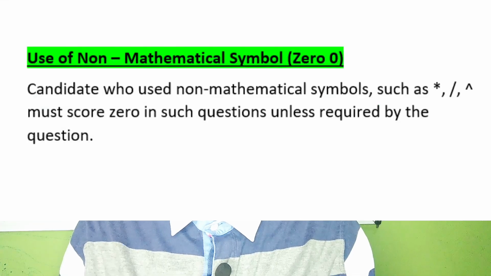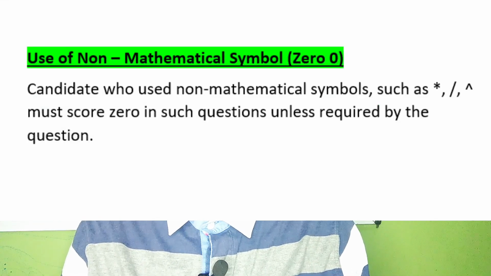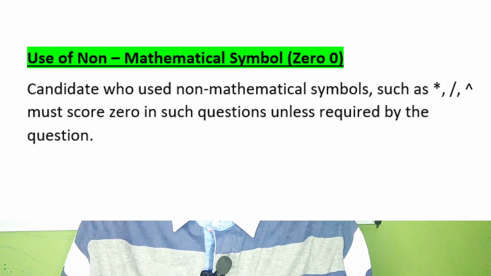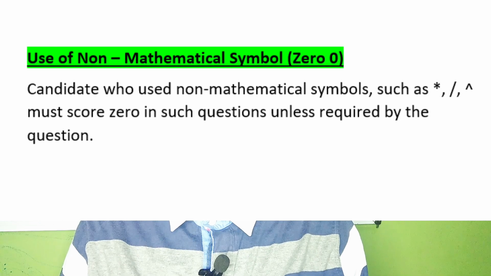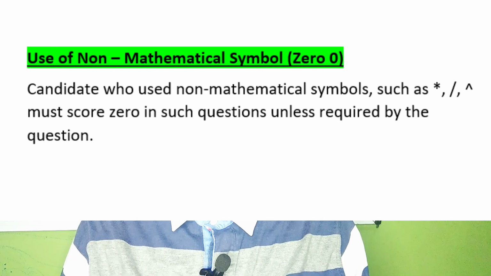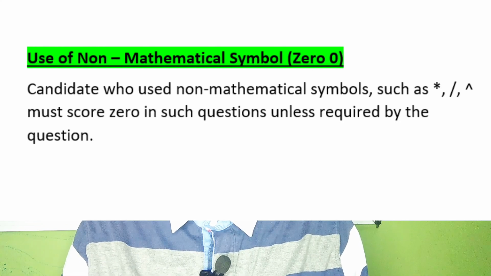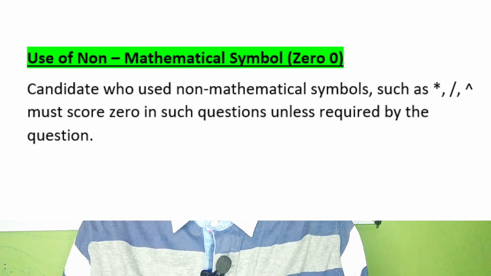So let's go to the next one, which is number 9. Use of non-mathematical symbols. This is the dangerous one. Even we teachers make mistakes in that area. When we are doing things in class, we use some signs that are not mathematical. Candidates who use non-mathematical symbols, such as asterisk, slash, or power sign, must score 0 in such questions unless required by the question itself.